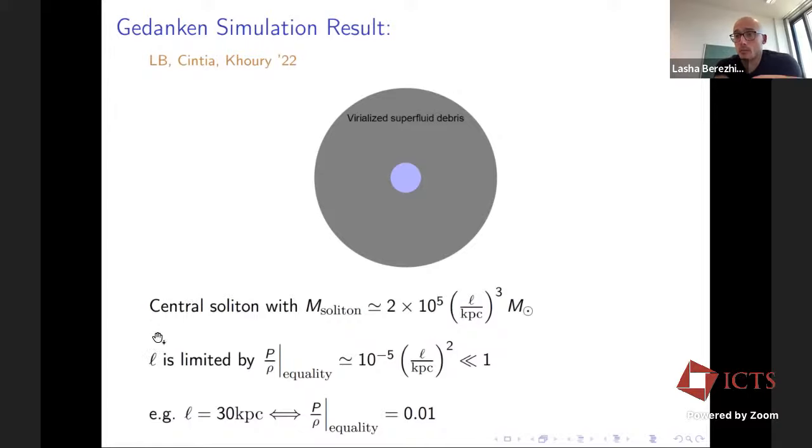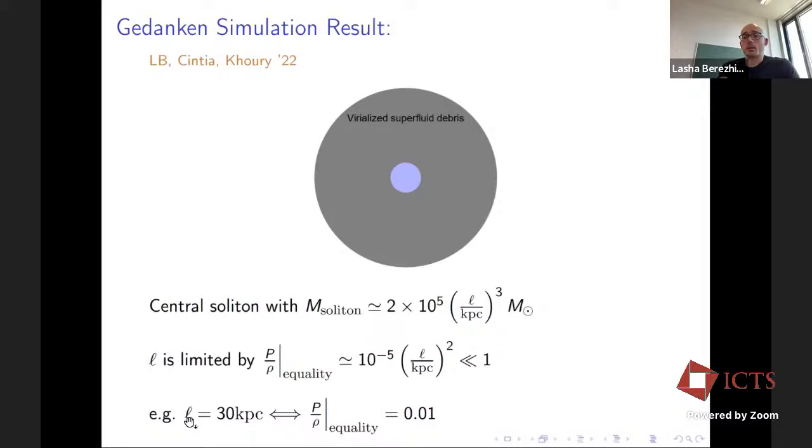So which could have some interesting implications phenomenologically, which we have not looked at yet. Now, the mass of the central soliton obviously depends on the size in this way. L cannot be arbitrarily large because L is directly related to the equation of state of the fluid. And asking for this equation of state to be non-relativistic at matter-radiation equality puts a constraint on how large L can be.